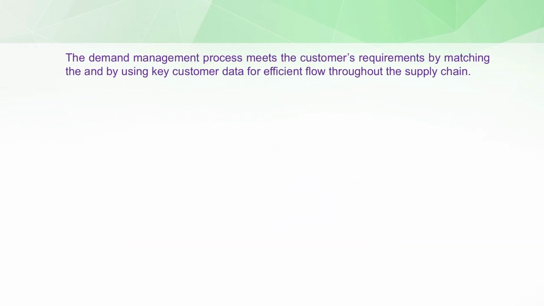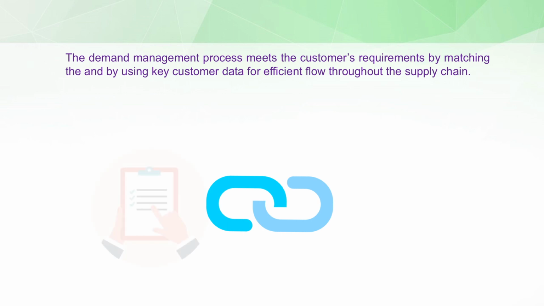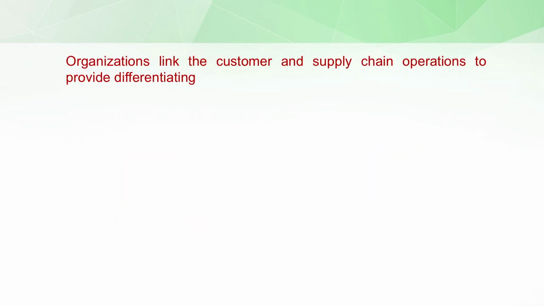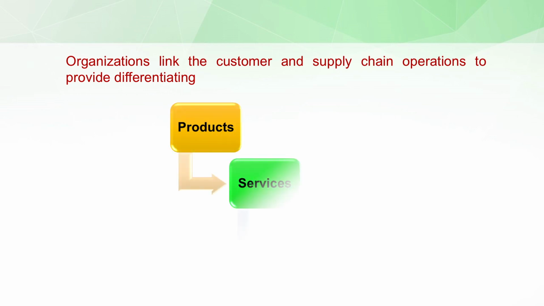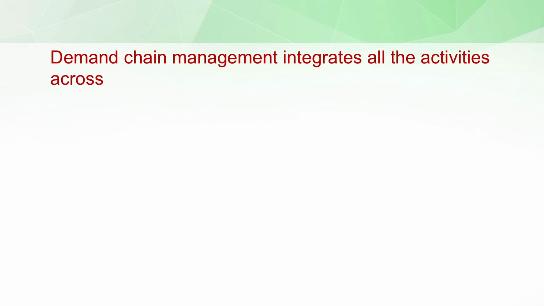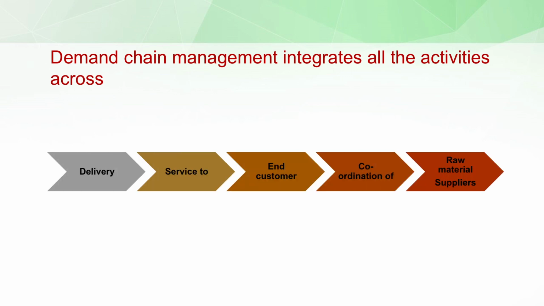The demand management process meets the customer's requirement by matching the firm's capabilities and by using key customer data for efficient flow throughout the supply chain. Organizations link the customer and the supply chain operations to provide differentiating products, services, and delivery processes for different segments of customers. Demand chain management integrates all the activities across the demand chain, starting from the delivery and the service to the end customer to the coordination of raw material suppliers.